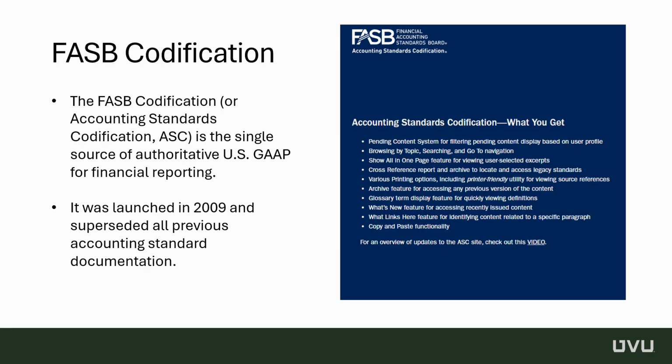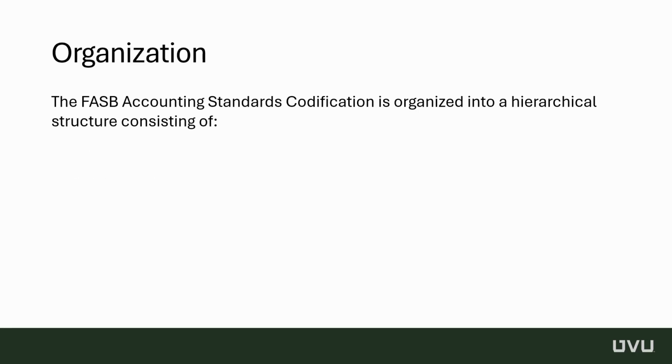So in 2009, the FASB completed a massive project to pull every single piece of authoritative U.S. GAAP into one organized searchable place called the Accounting Standards Codification, or ASC, and that is what we're exploring today. By the end of this video, you should be able to look up any rule in U.S. GAAP and do it fast.